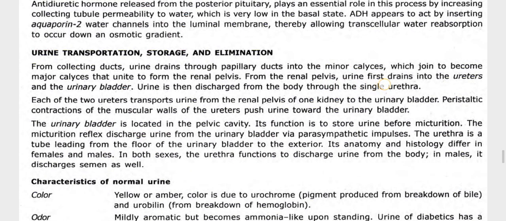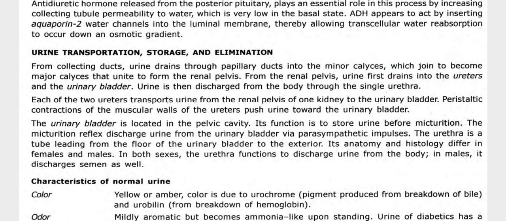Then urine transportation, storage and elimination. From collecting ducts, urine drains through papillary ducts into the minor calyces, which join to become major calyces that unite to form the renal pelvis. From the renal pelvis, urine first drains into ureters and the urinary bladder. Urine is then discharged from the body through the single urethra. Each of the two ureters transports urine from the renal pelvis of one kidney to the urinary bladder. Peristaltic contractions of the muscular walls of the ureters push urine towards the urinary bladder.